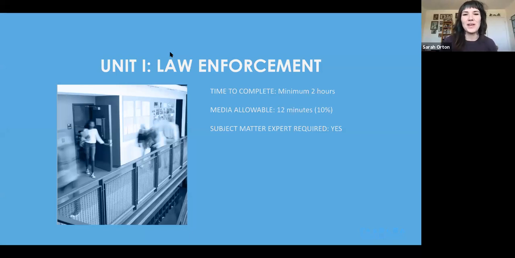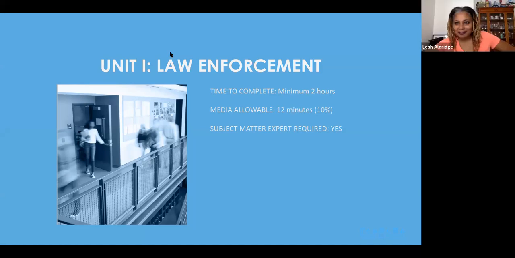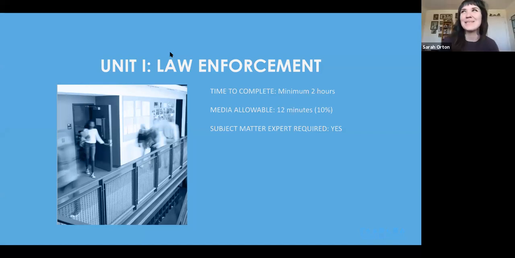Okay, Sarah. Last unit, we have Unit I, which is working with law enforcement. Another big part of the multidisciplinary team. Isn't this everybody's favorite, law enforcement? I was about to say last but not least, and then I changed my course of wording. Time to complete, minimum 2 hours. Media allowable for this is 12 minutes, being 10%, and a subject matter expert is required for this section.